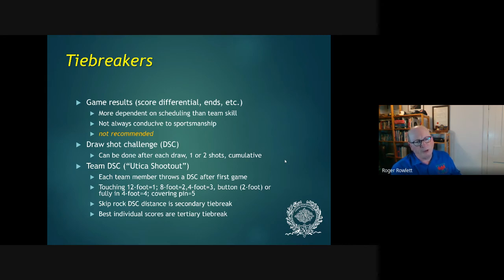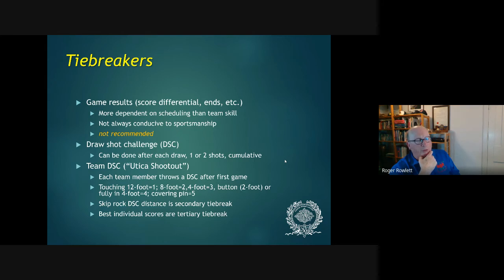And we've used this in our college Bonspiel. Use a team draw shot challenge. It's called the Utica Shootout because you don't have to do as much measuring. And we use this in a lot of our other Bonspiel events at our club. So each team member will throw a DSC after their first game.